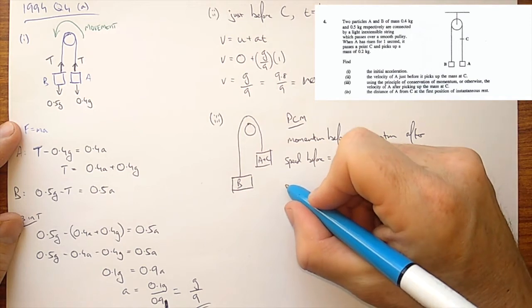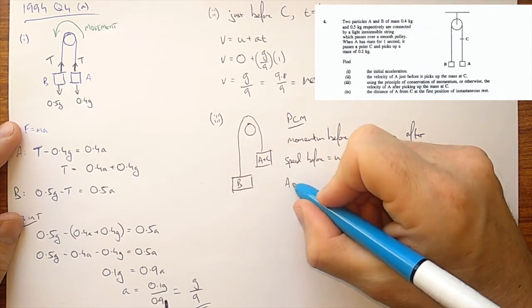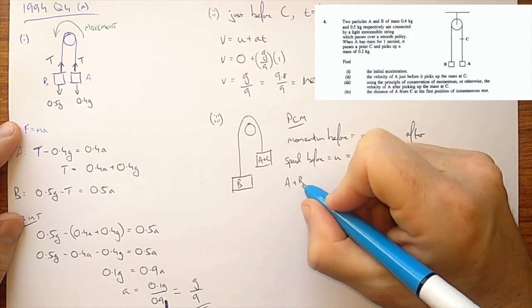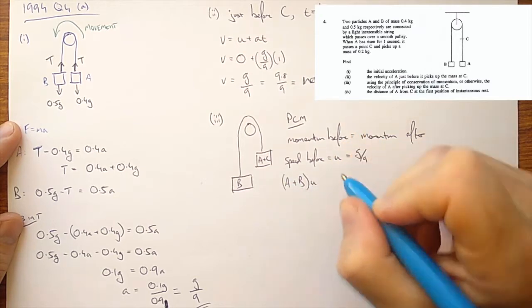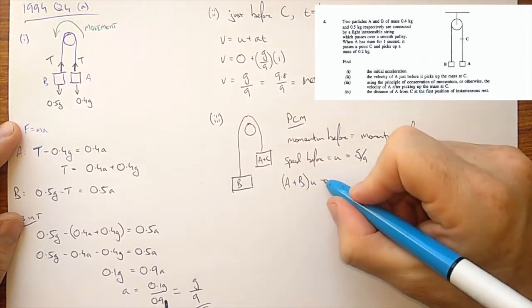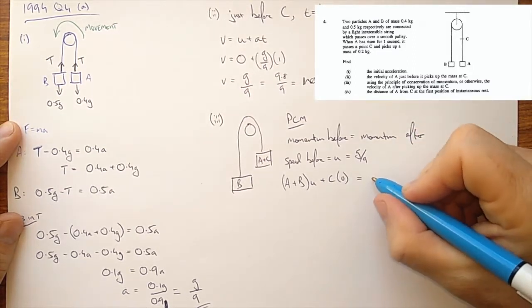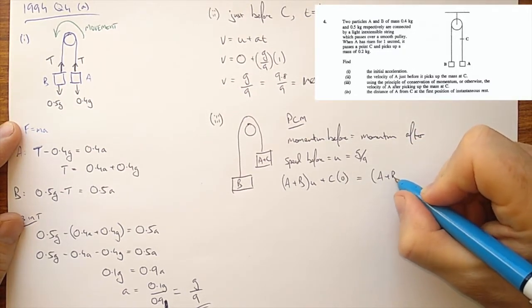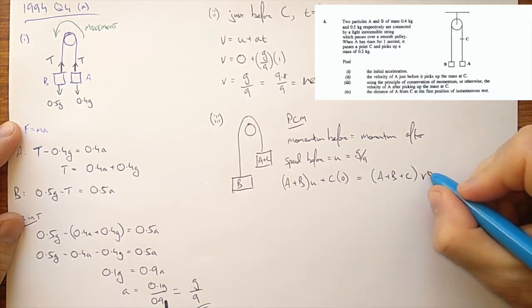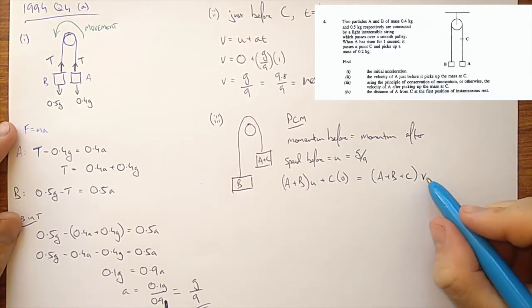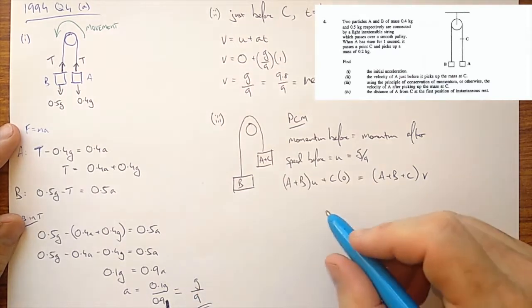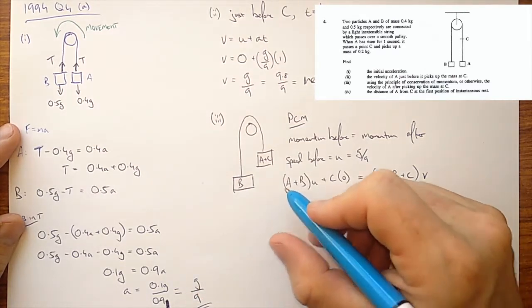So we have A plus B multiplied by u, because they're both going at that speed, plus C multiplied by 0 because it wasn't moving, and that equals A plus B plus C, all multiplied by the speed after, because they're all going to be moving together. All right, so let's put some numbers into this one.